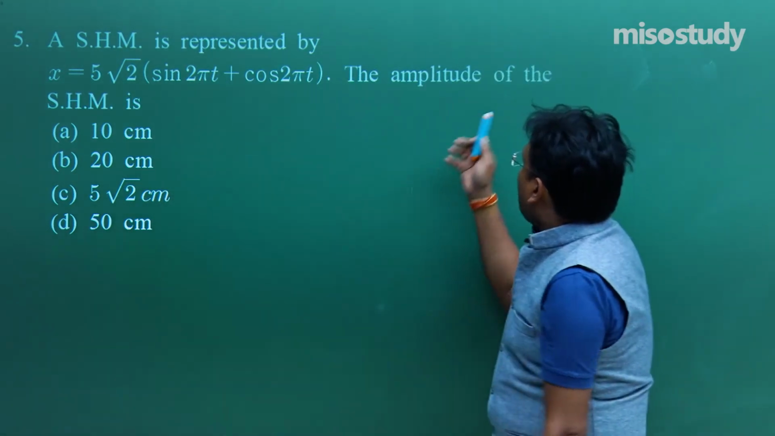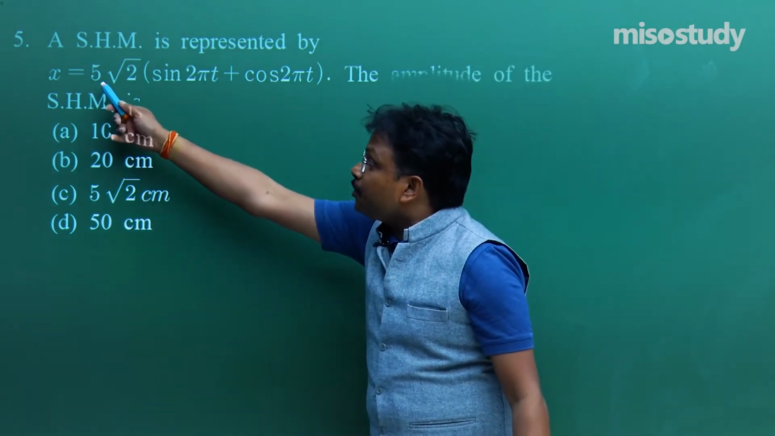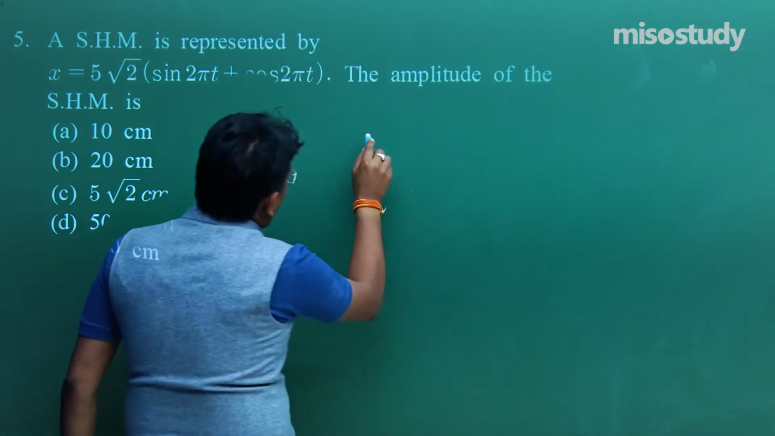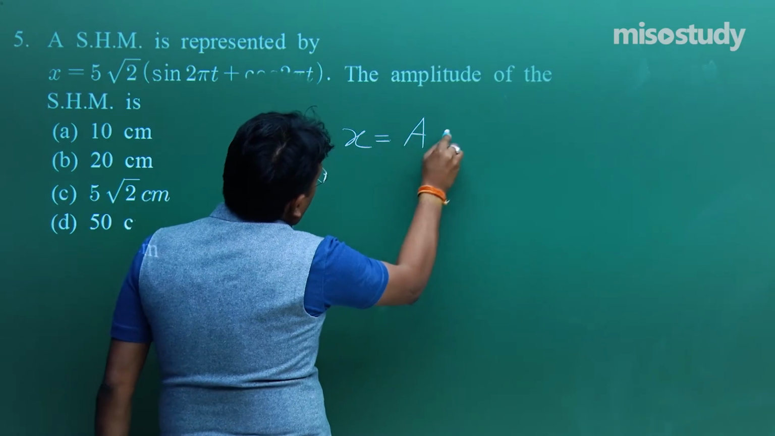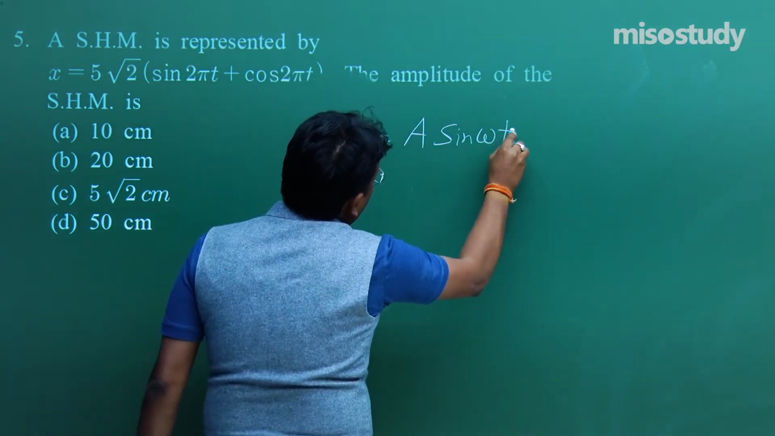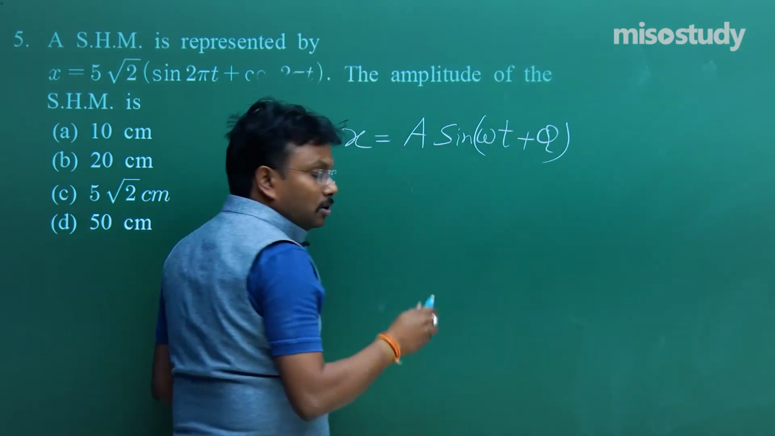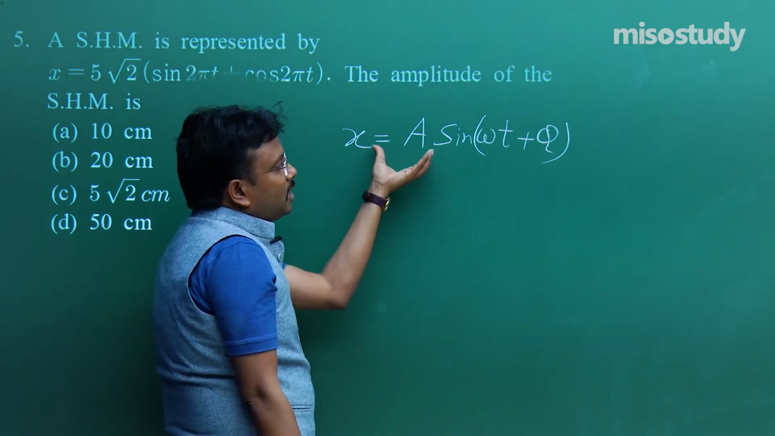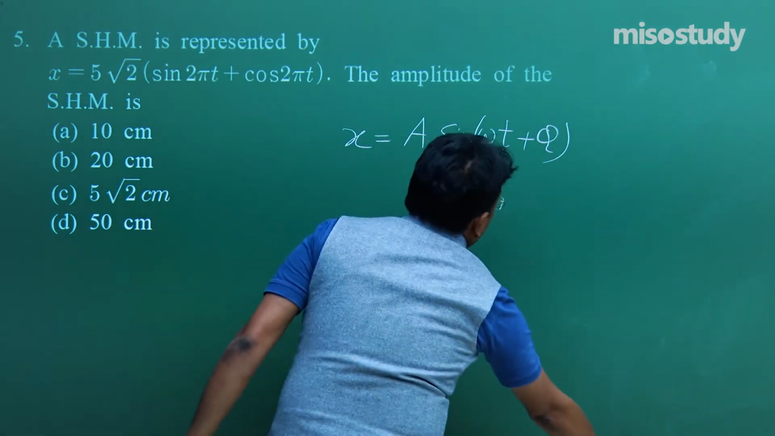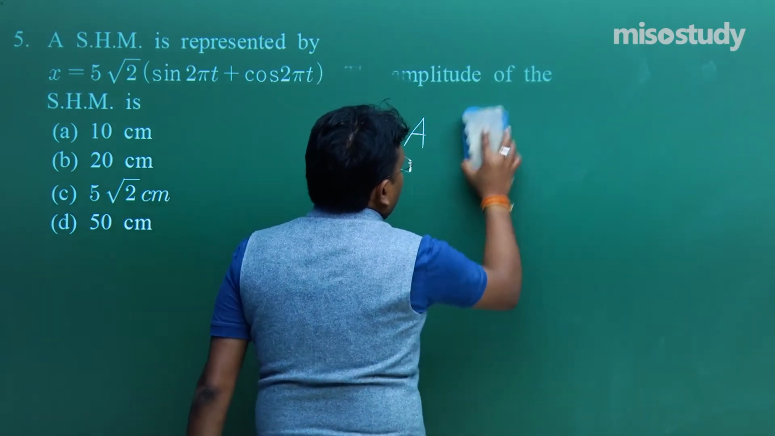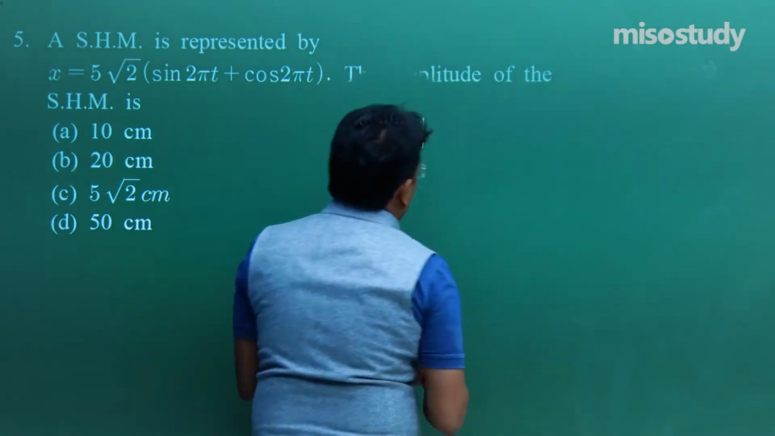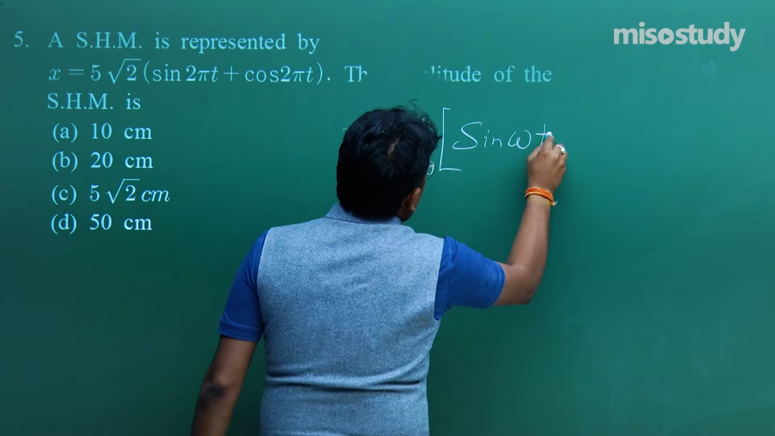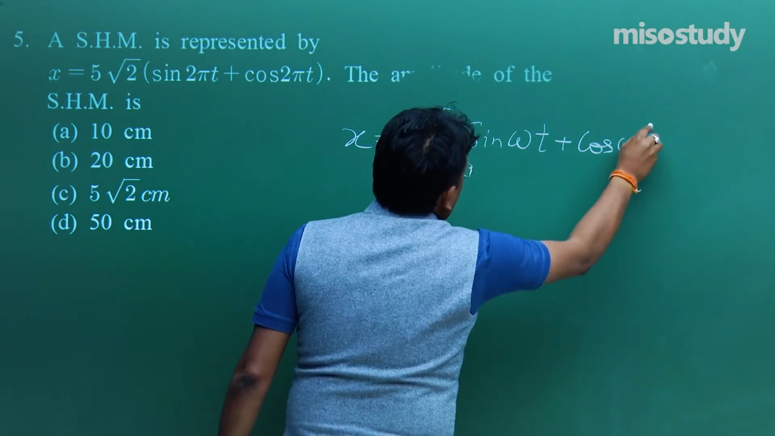Please, the amplitude of SHM. So right now you can't say amplitude is 5 root 2. No, why? Just allow me to write down. X is equal to a sin omega t plus phi. Very good, no problem. Phase difference. So here directly you can say amplitude is A. But in this problem the situation is not like that. Here the situation is different. How different? It is saying sin omega t plus cos omega t.